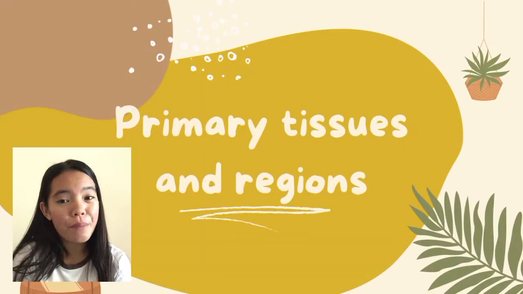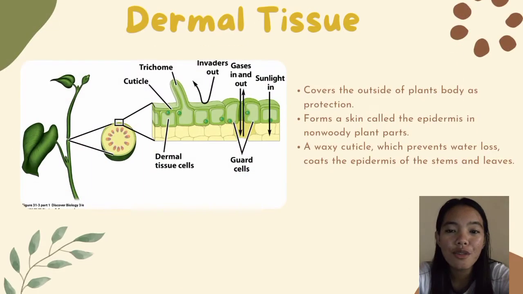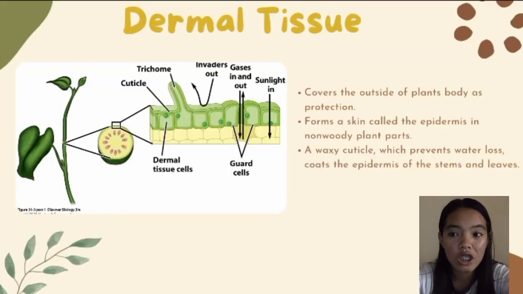Next is the primary tissues and regions. There are three types of primary tissues. The first one is the dermal tissue that covers and protects the plant and controls gas exchange and water absorption in roots. Dermal tissue of the stems and leaves is covered by a waxy cuticle that prevents evaporative water loss.